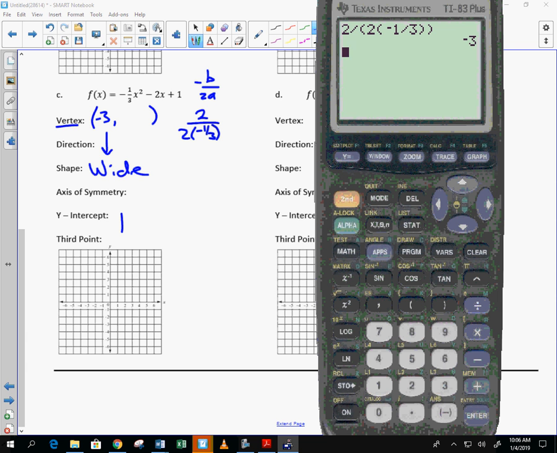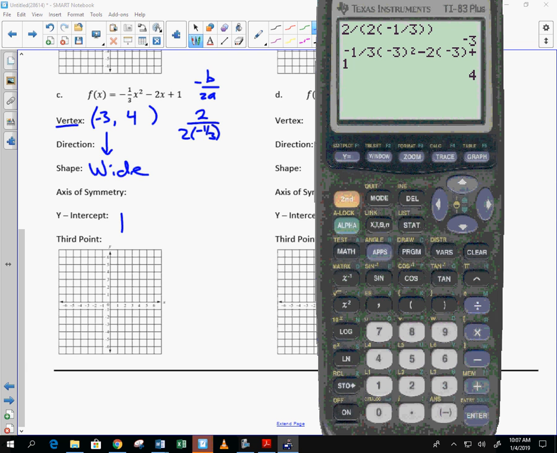What do we do with that -3 now to get this value right here? We plug it into the function. So I express it just like it is: -1/3 parentheses. Wherever I see an x, I plug a -3 into that spot. -3 parentheses squared, -2 times negative 3, plus 1. 4. Everybody good with that? Let's start graphing it.